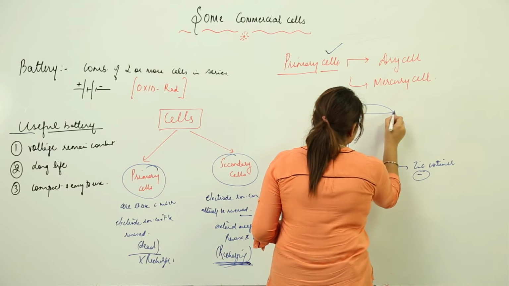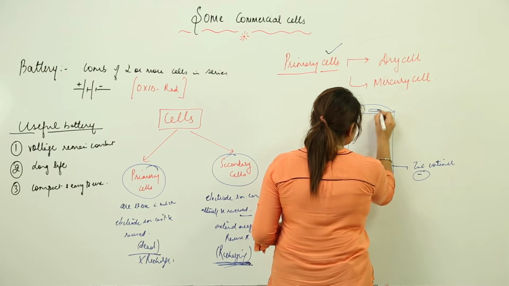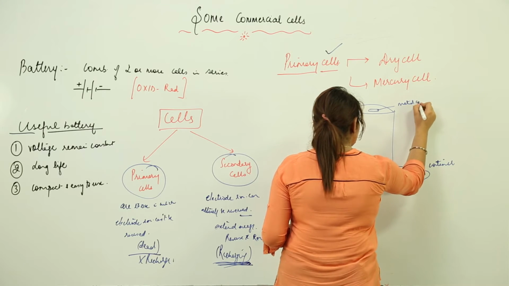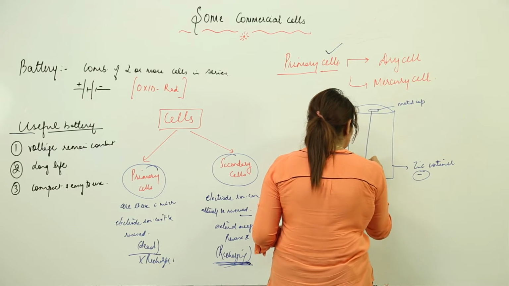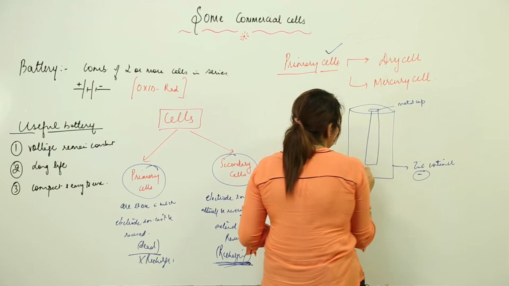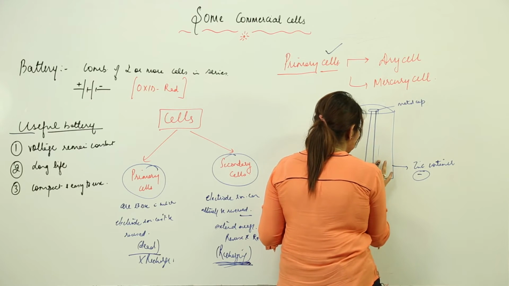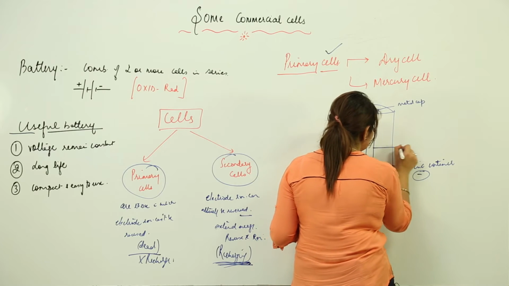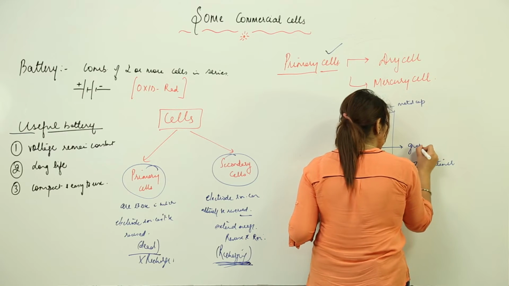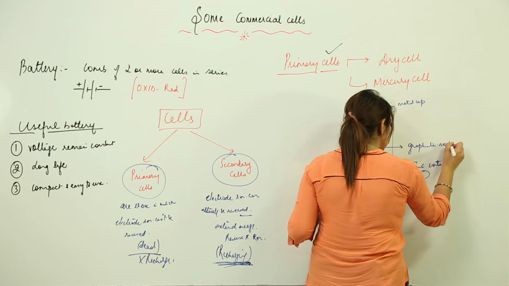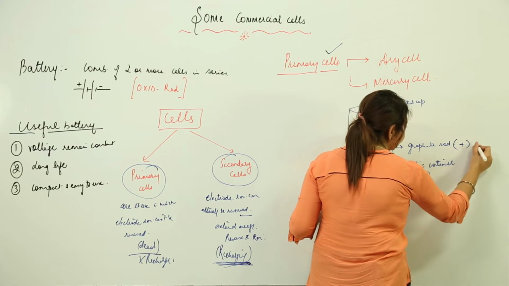You have a metal cap here, and you have a rod going inside, and this rod is basically a graphite rod. A graphite rod. It is going to act as the cathode here.